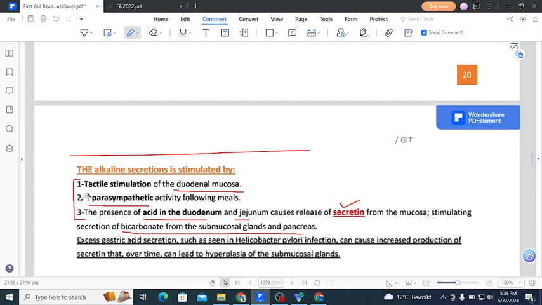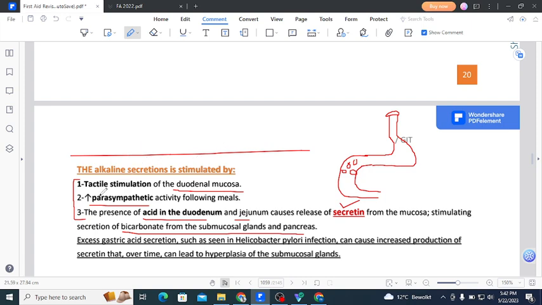Number one is the tactile stimulation. Whenever the food is entering the duodenum, suppose this is the duodenum attached to the stomach, something like this. When the food enters the duodenum, it touches the walls of the duodenum, and when there is a tactile stimulation to the duodenal mucosa, that allows the bicarbonate secretion.